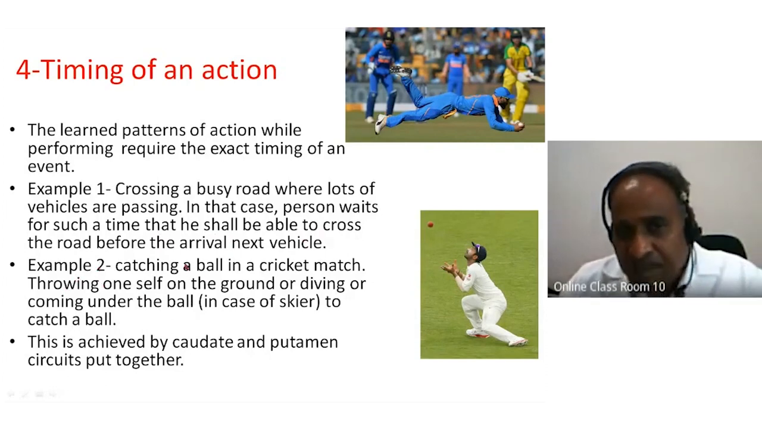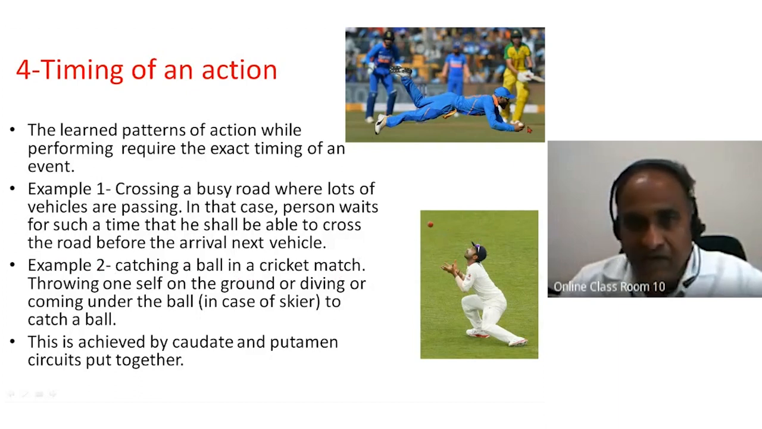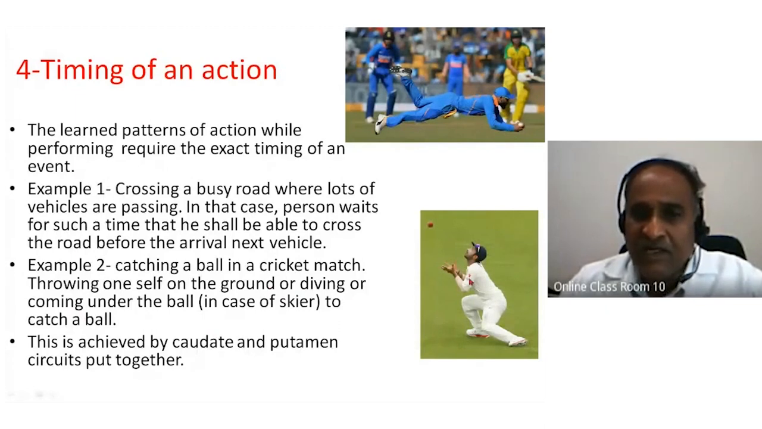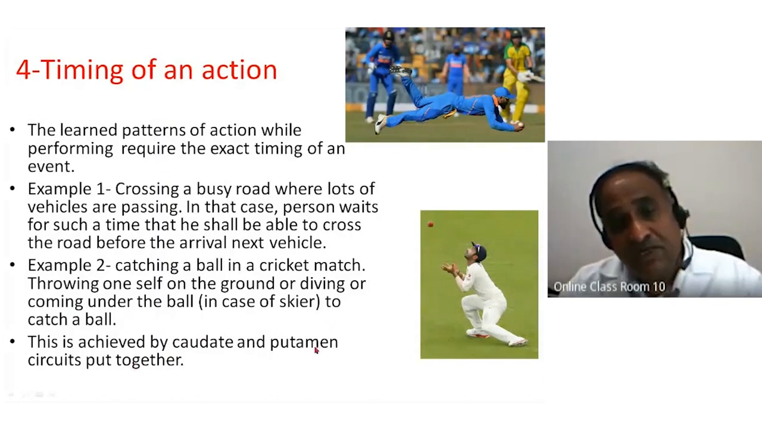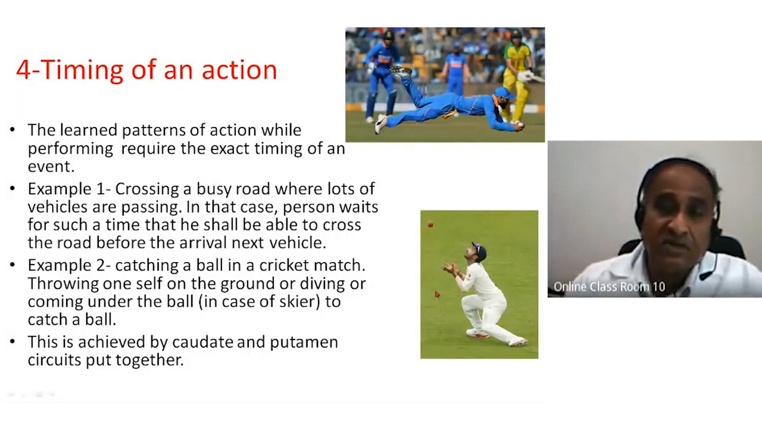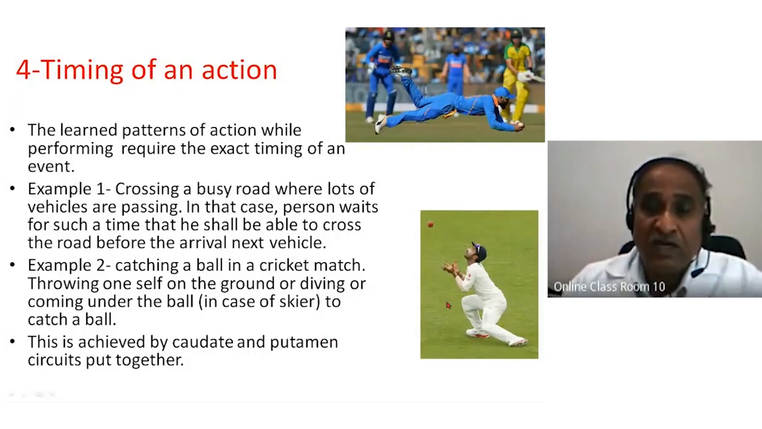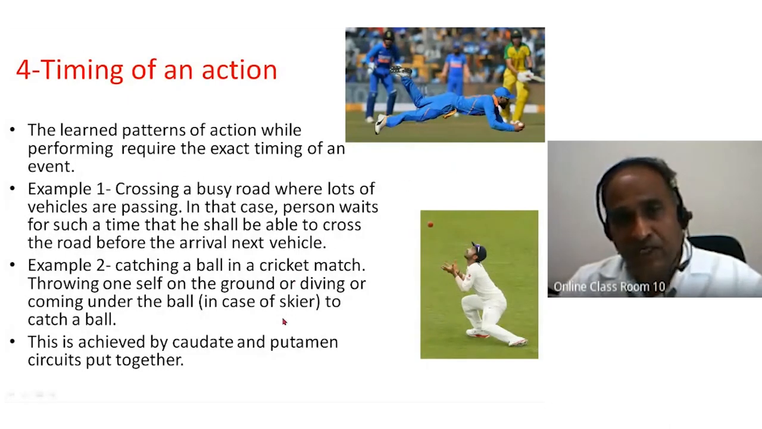Or the second example is catching a ball in a cricket match. You just see that they throw themselves on the ground for a dive or come under the ball to catch the ball. This is achieved by both the caudate and putamen circuits, because they require one cognitive component, because there's visual thinking and all the cognitive components, plus the pattern activity. Both of them are working together.